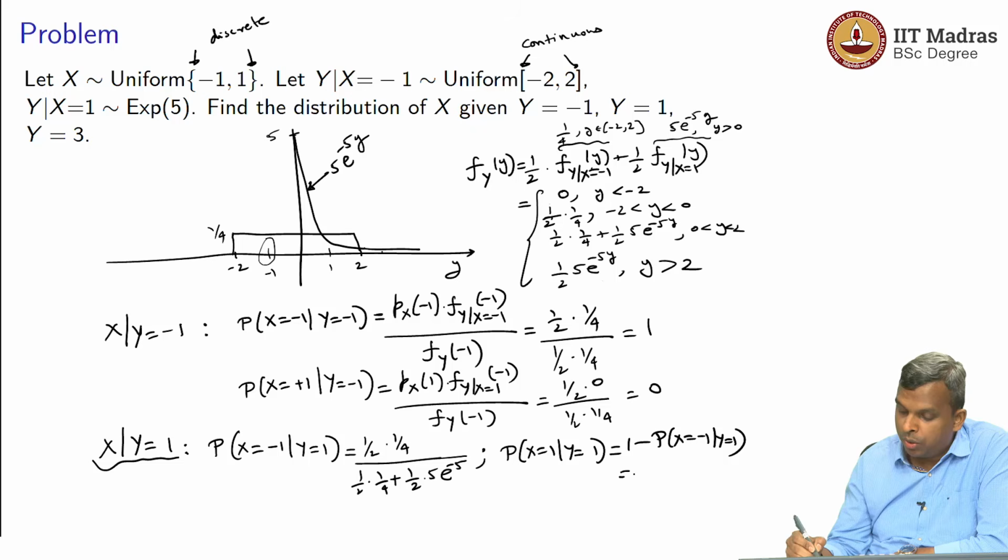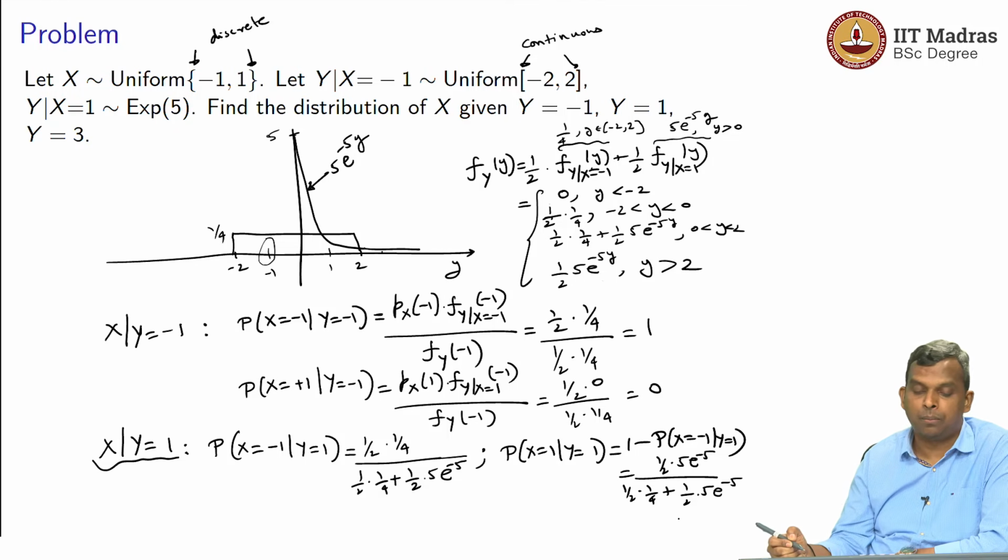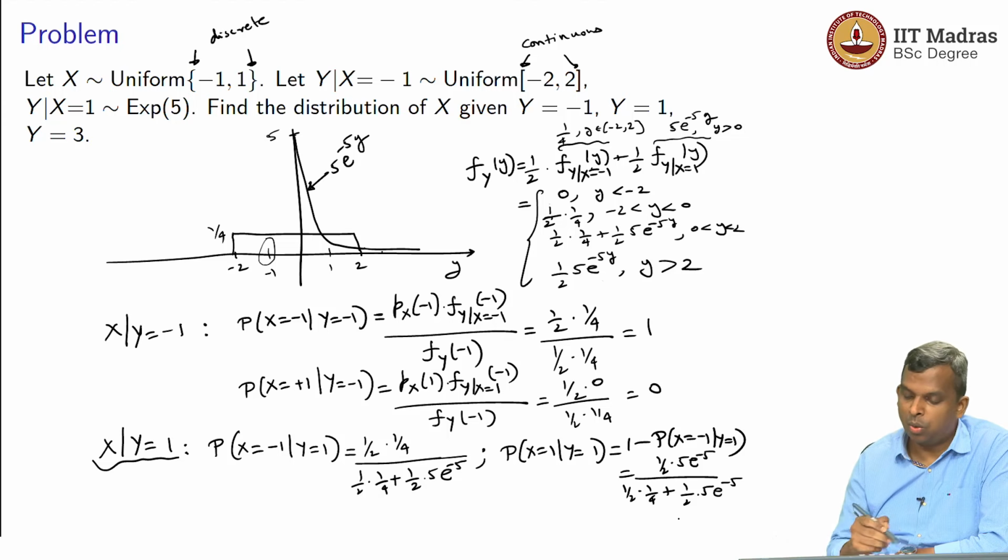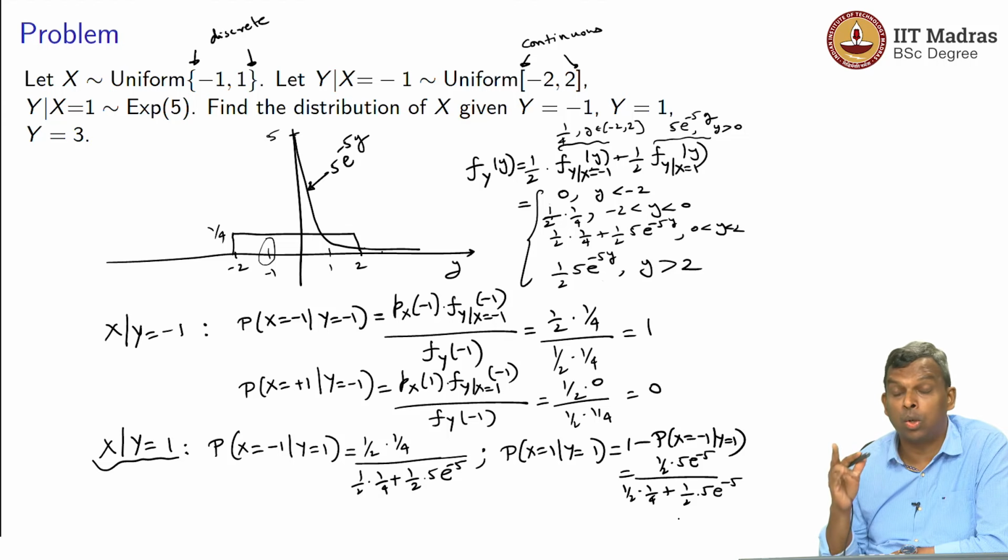Okay. So if you do that, you will simply get, or you can use the formula again if you don't like that method, half times 5 e power minus 5 over half into 1 by 4 plus half into 5 e power minus 5. Right? So you see how that formula works to give you the conditional distribution for the discrete random variable given the continuous random variable took a particular value.